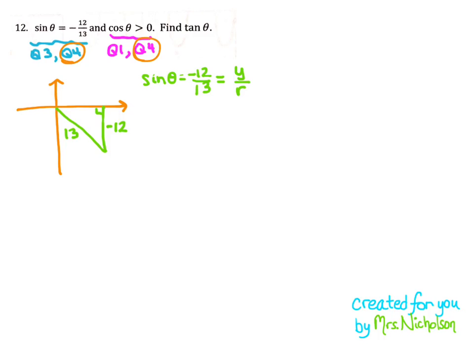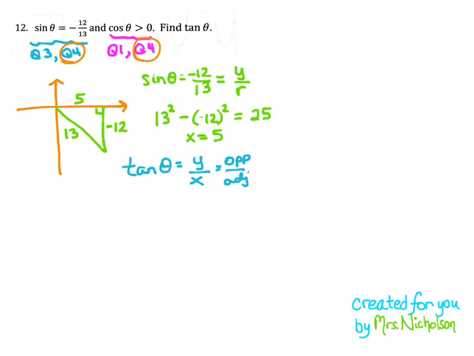Now we can use the Pythagorean theorem to find that horizontal side. Since I have the hypotenuse, I'm going to subtract 13 squared minus (-12) squared, and that's going to give us 25. And then, of course, I need to take the square root of 25, and so my x side will be equal to 5. Now, when we do this, we need to think about whether that's in the negative or the positive direction. In this case, it is in the positive direction, so we're going to leave that as positive 5. Now I've got all three sides of the triangle, and I'm ready to answer the question that was asked. We were asked to find tangent of theta, and so tangent of theta, the ratio is y over x, or opposite over adjacent, and in this case that would be negative 12 over 5.